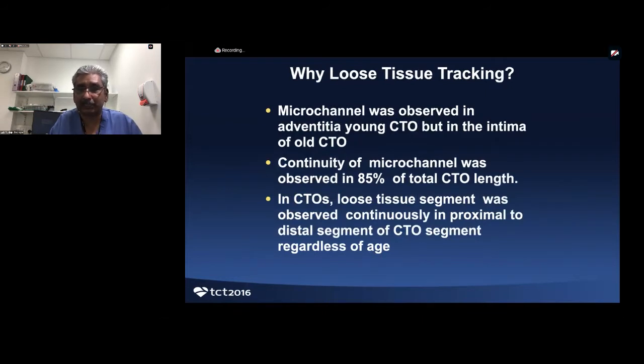The microchannels are seen in most of the mature chronic total occlusions, as shown in the histopathological studies, and the continuity of macrochannel is observed in about 85% of the CTO length. Many times you don't see macrochannels on coronary angiogram, on non-selective coronary angiogram. Still, these macrochannels may be present, and you don't really know unless you try and go through one of them. In CTOs, loose tissue segment was observed continuously from proximal to distal segment, and you can take advantage of this macrochannel tracking to get into the distal vessel.